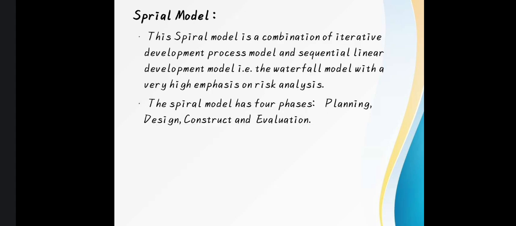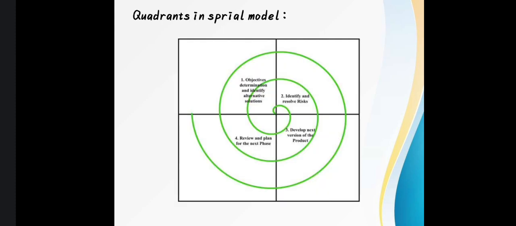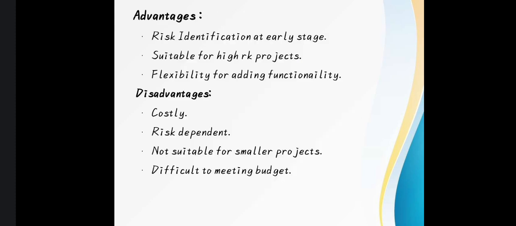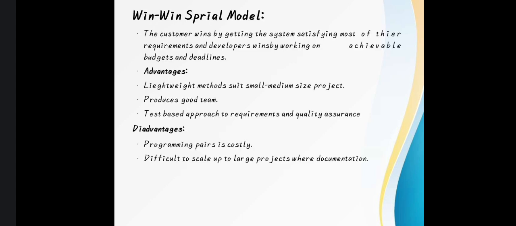Then next model is spiral model. The spiral model is a combination of iterative development process model and sequential linear development model, that is the waterfall model with a very high emphasis on risk analysis. The spiral model has 4 phases: planning, design, construct and evaluation. The advantages are risk identification at early stage, suitable for high risk projects, flexibility for adding functionality. Disadvantages are costly, risk dependent, not suitable for smaller projects, difficult to meet in budget.